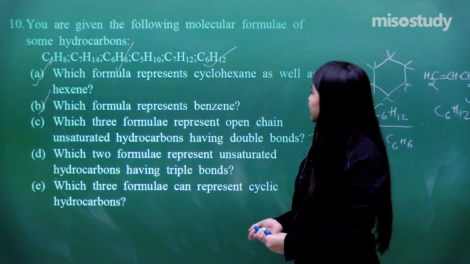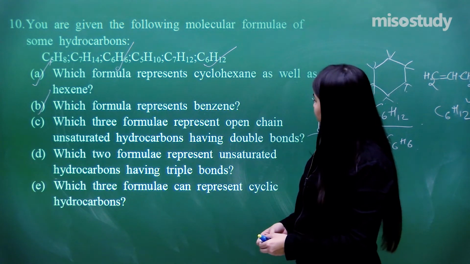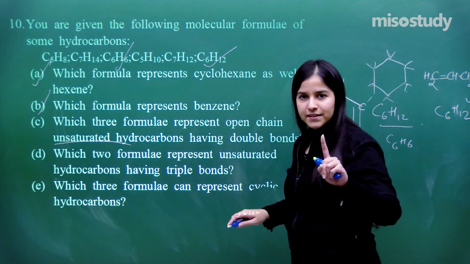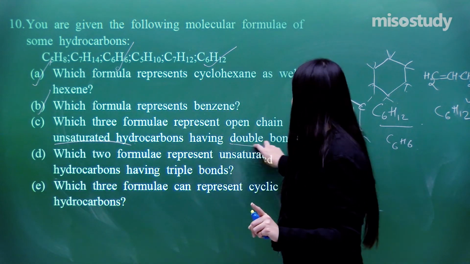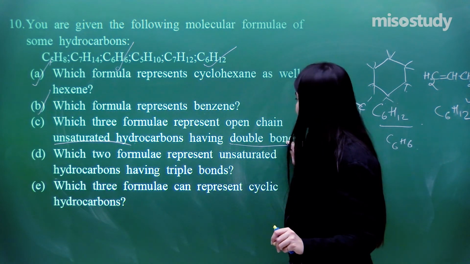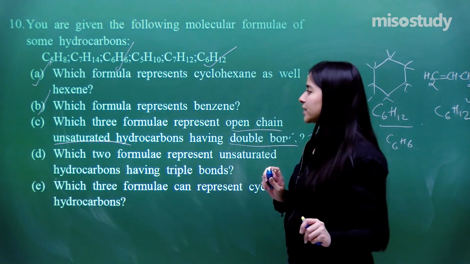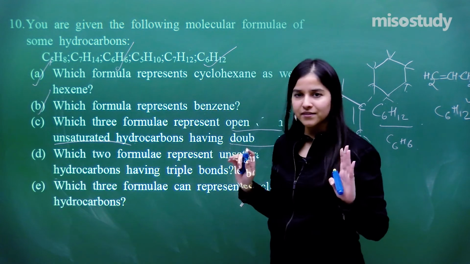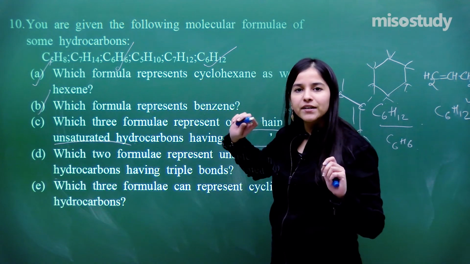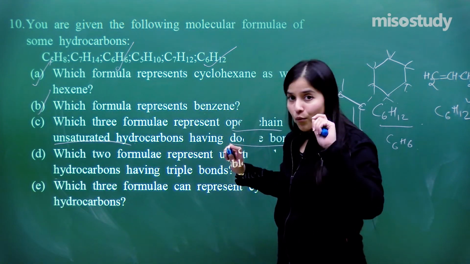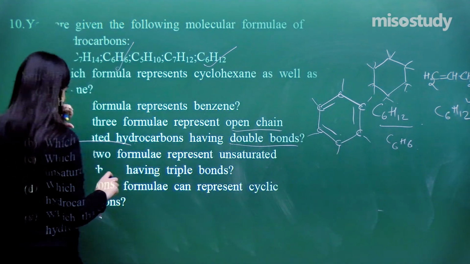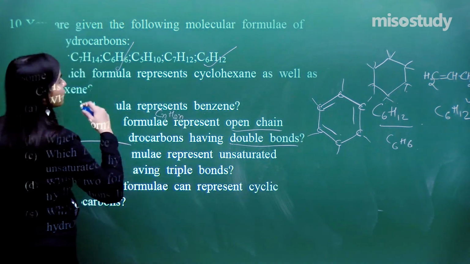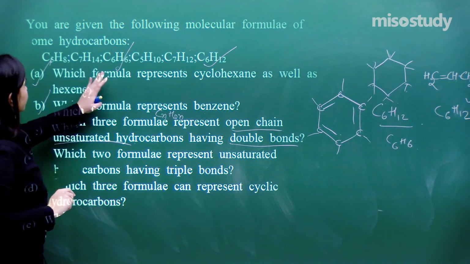Which three formulas represent open chain unsaturated hydrocarbons having double bonds? Unsaturated I should have first of all, that means having double bonds, and I need an open chain. For that, no need to go into the detail of each and every compound given here. Just go with the formula. What is the general formula for alkenes? I had told you CnH2n, that means twice of it. It will be very easy for you to judge.